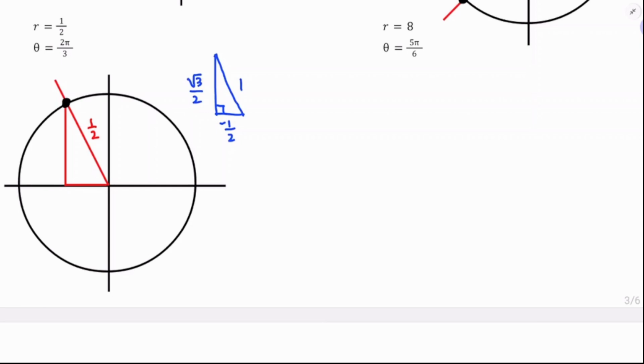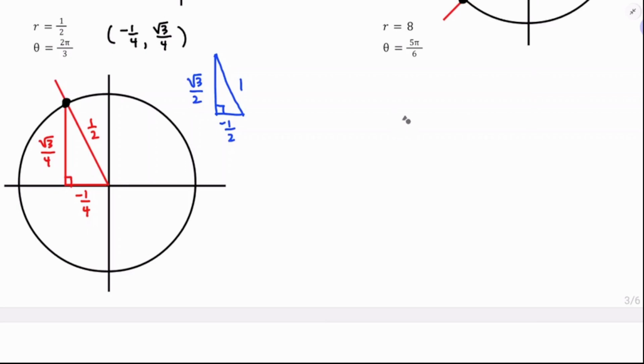And I'm going to say, all right, well, I guess I scaled the blue triangle down by half to get the red triangle. So half of the negative half would be negative 1/4. And half of root 3 over 2 would be root 3 divided by 4. Okay, so the coordinates of the point are going to be negative 1/4 and positive root 3 divided by 4. Right, and then r equals 8, and theta is 5 pi over 6.